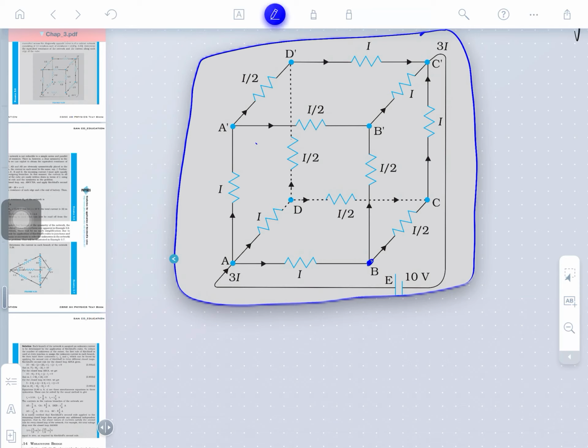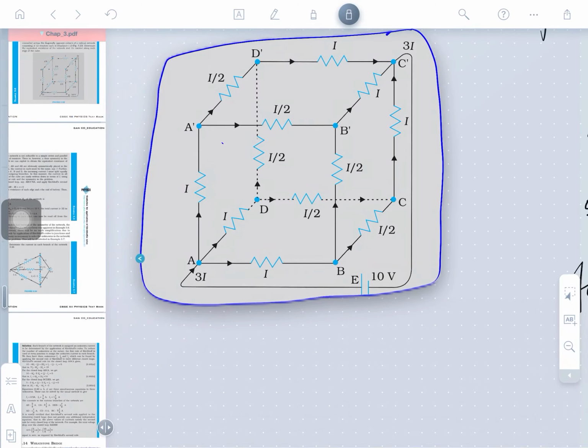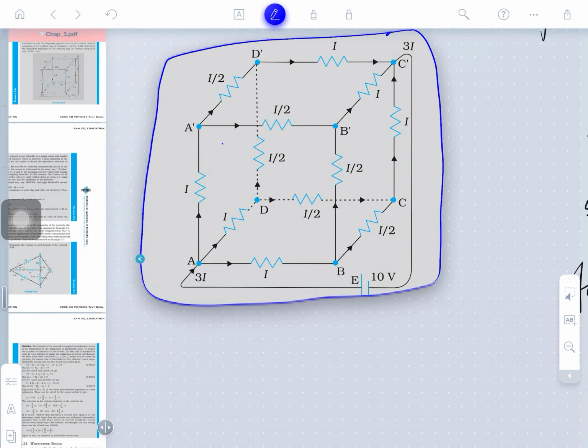The current drawn from the battery flows in this direction, and the same current will be in this direction, and the same in this direction. Clear? So we suppose the current drawn by this is I, this is also I and this is also I. So we have taken the current in all possible directions as I, as shown in the figure. So what will be the total current here? We can say 3I current is drawn from the battery.